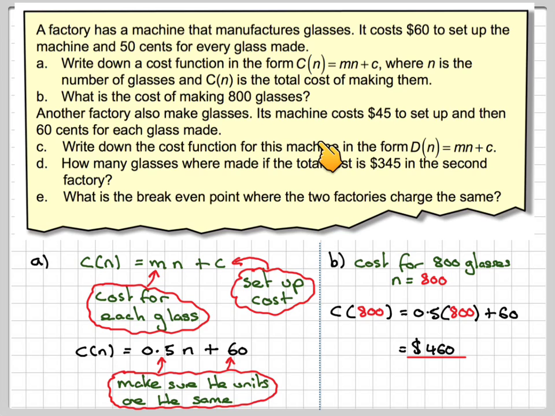Right, another factory also makes glasses. Its machine costs $45 to set up and then 60 cents for each glass made. Write down the cost function for this machine in the form of D of n is equal to mn plus c. How many glasses were made if the total cost was $345 in the second factory? And what is the break-even point where the two factories charge the same?